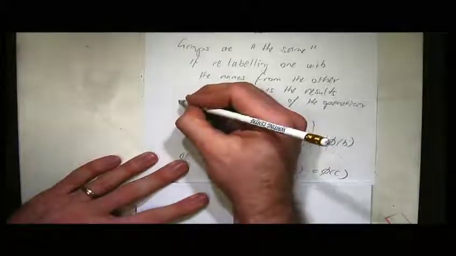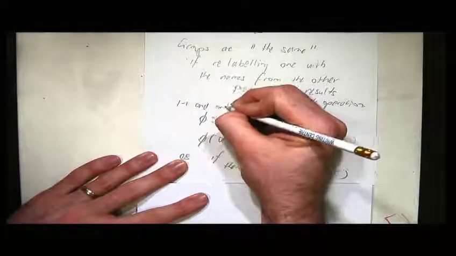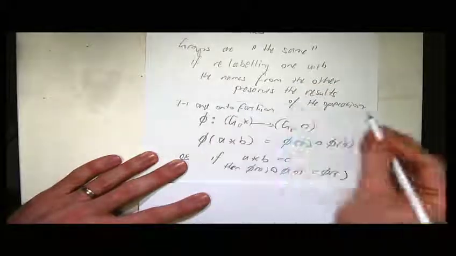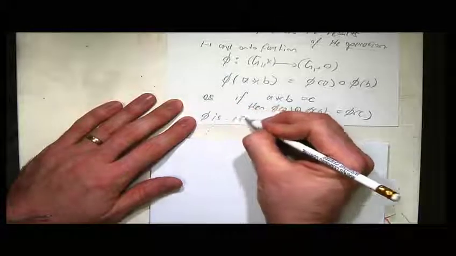And it's only an isomorphism if it's one-to-one and onto. Because the two groups have to be the same size, they have to have the same number of elements. It has to be a proper relabeling. Everything here has to appear here and vice versa. So it's a one-to-one and onto function. This is called: phi is an isomorphism.